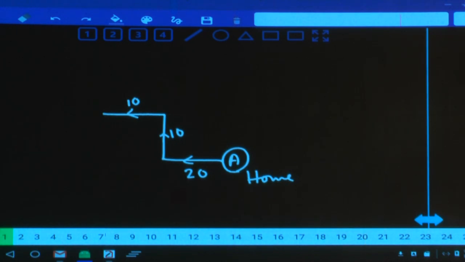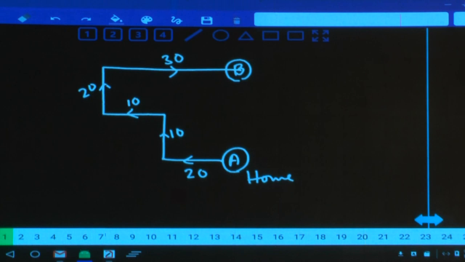He then walks for 20 meters after taking a 90 degrees right-hand turn. From here, he turns to his right-hand side and travels for 20 meters. And finally, again turning 90 degrees to his right, he walks for 30 meters to reach the office.